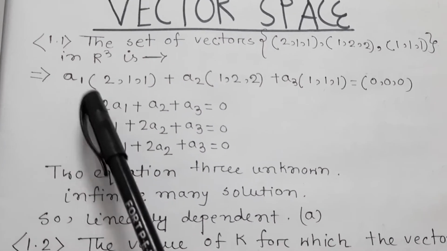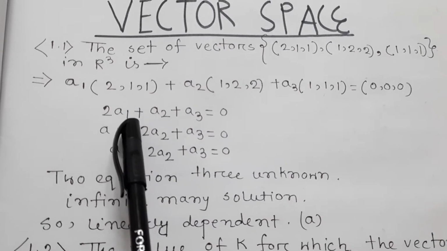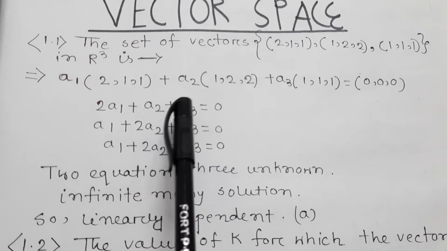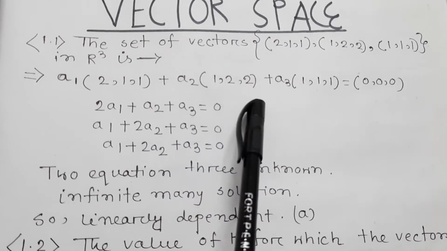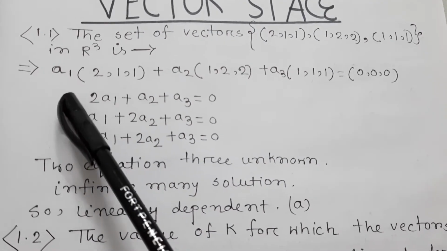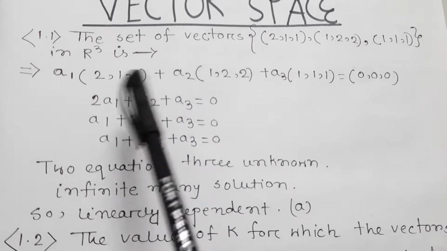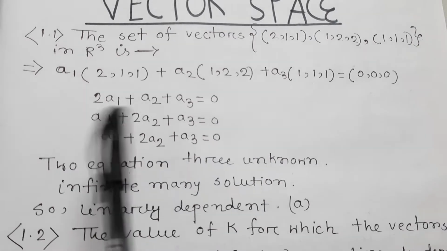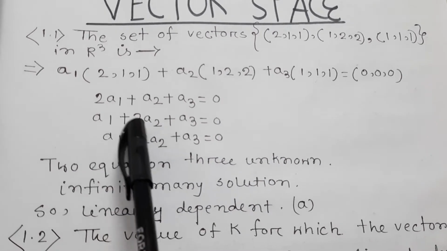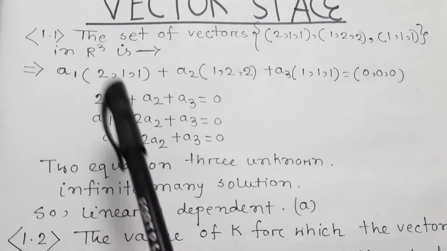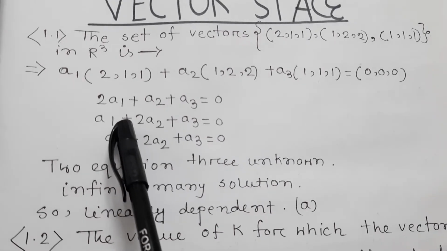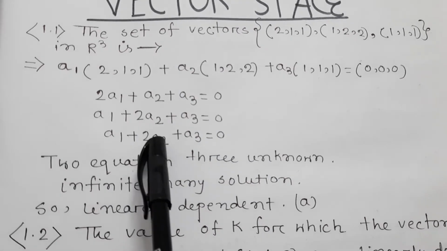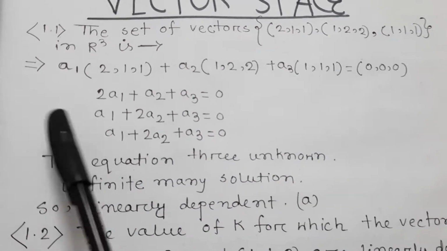Okay, so a1 into 2 means 2a1, plus a2 into 1 means a2, plus a3 into 1 means a3, is equal to 0. Like this, a1 into 1, a1, a2, a3 equal to 0. See here, the last equation is this one, so these two equations are similar. So here we get mainly two equations, one common equation here and another one here.